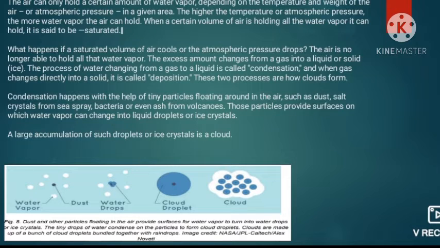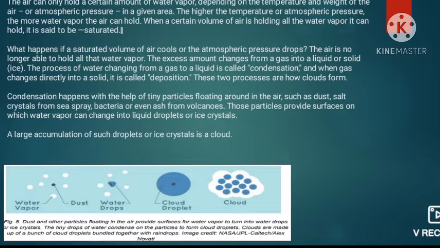What happens if a saturated volume of air cools or the atmospheric pressure drops? The air is no longer able to hold all that water vapor. The excess amount changes from a gas into a liquid or solid ice. The process of water changing from a gas to a liquid is called condensation, and when gas changes directly into a solid, it is called deposition. These two processes are how clouds form.